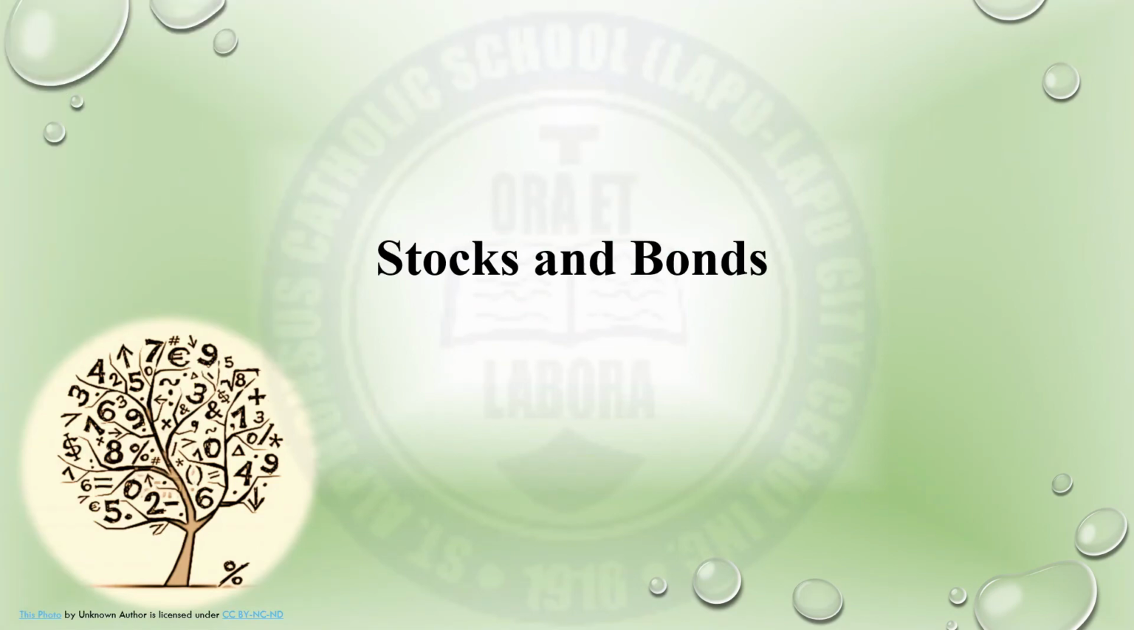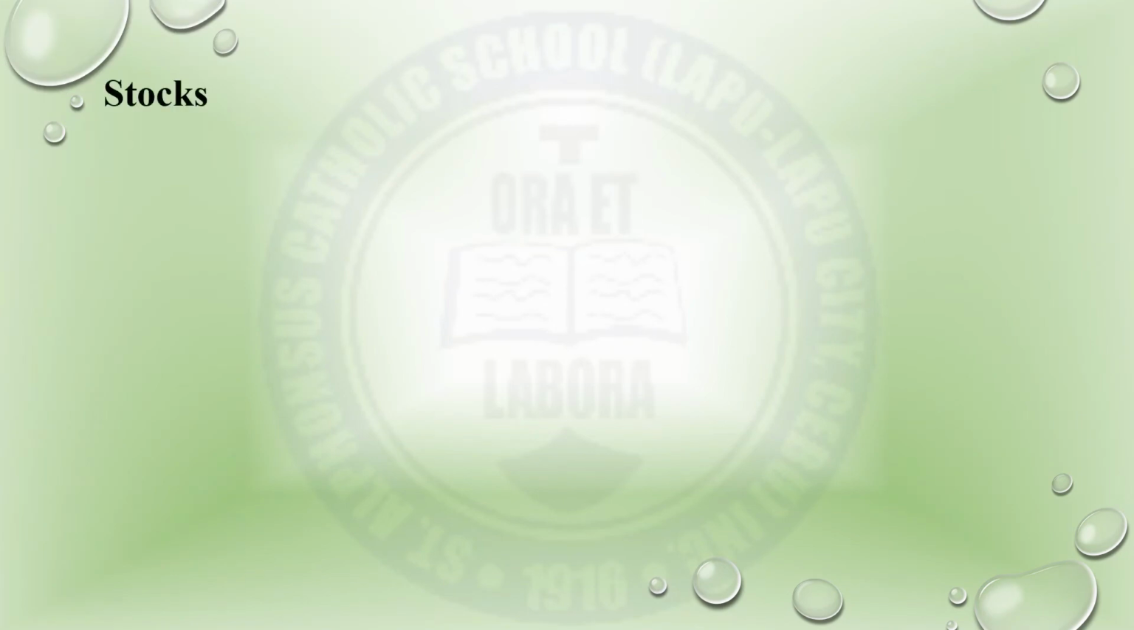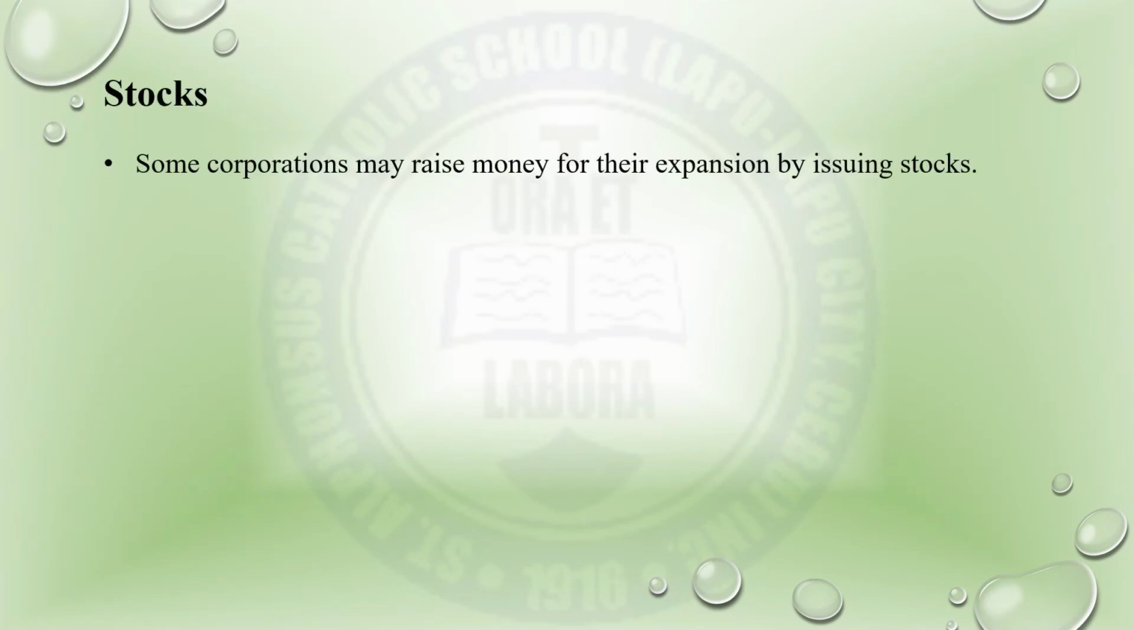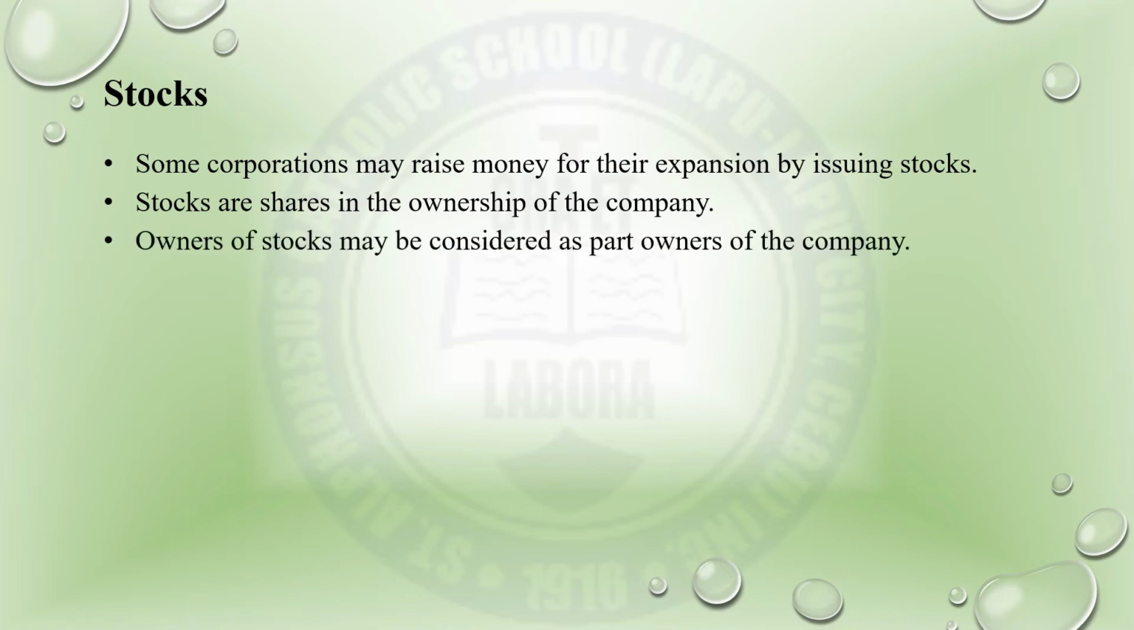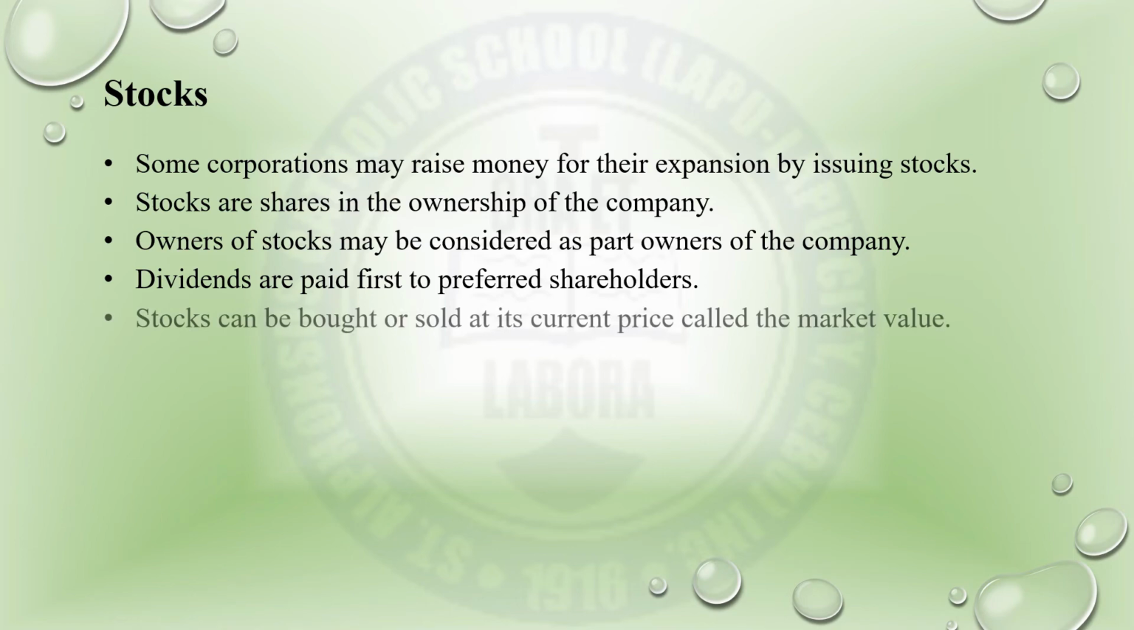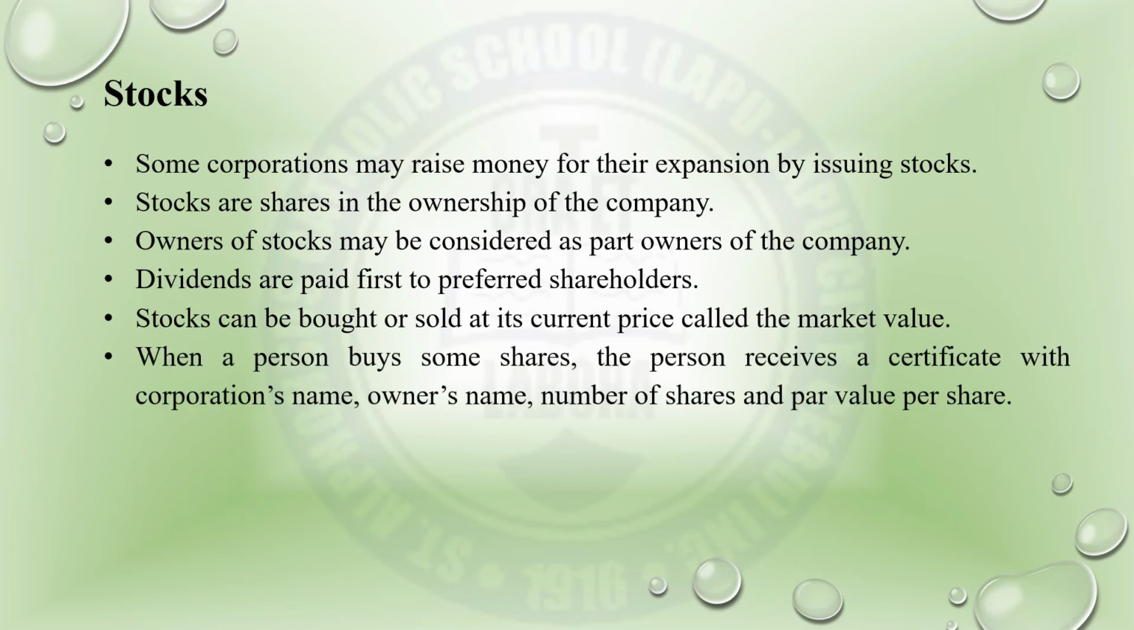So this time we will be talking about stocks and bonds. Some corporations may raise money for their expansion by issuing stocks. Stocks are shares in the ownership of the company. Owners of stocks may be considered as part owners of the company. Dividends are paid first to preferred shareholders. Stocks can be bought or sold at their current price, called the market value.